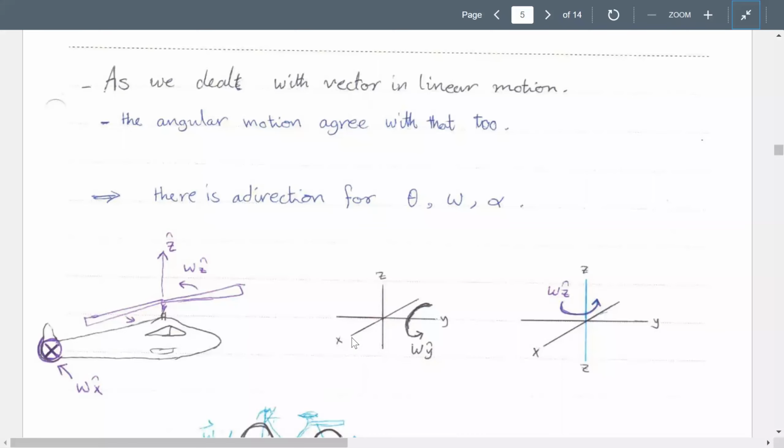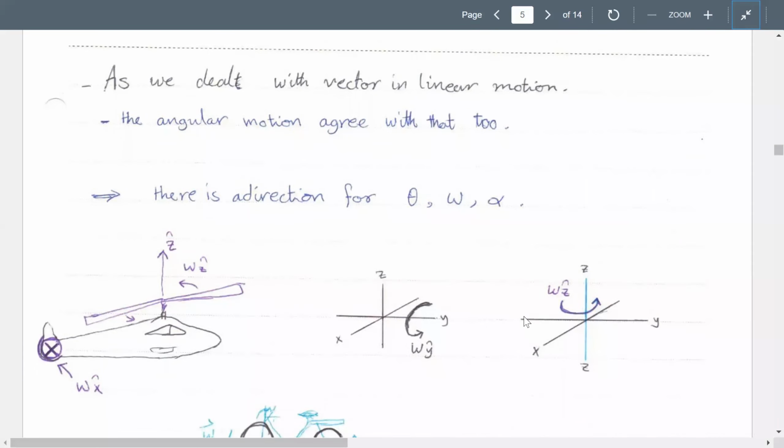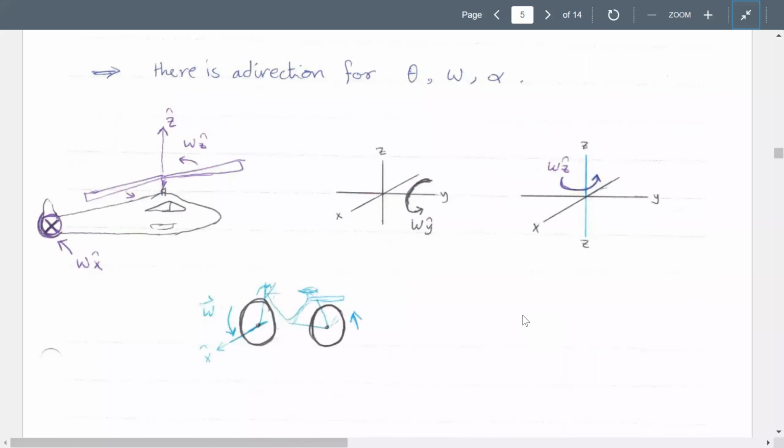For example, we have the x, y, z space. If we have this rotation, x and z are rotating now like this. The rotation is about y. Then the rotation direction is y hat. If we have the rotation about z, then the xy plane is rotating about the z-axis. So we have rotational direction.